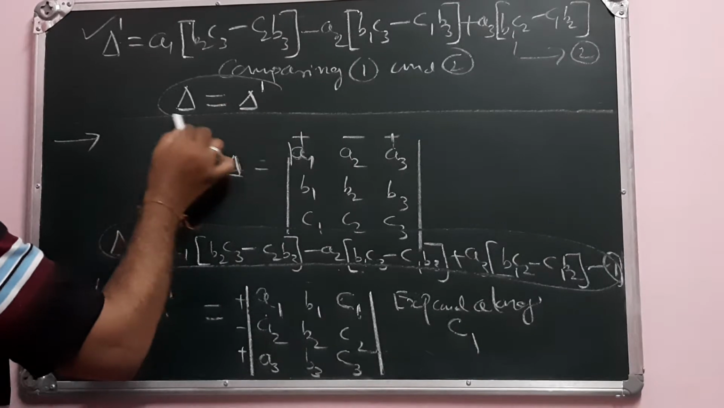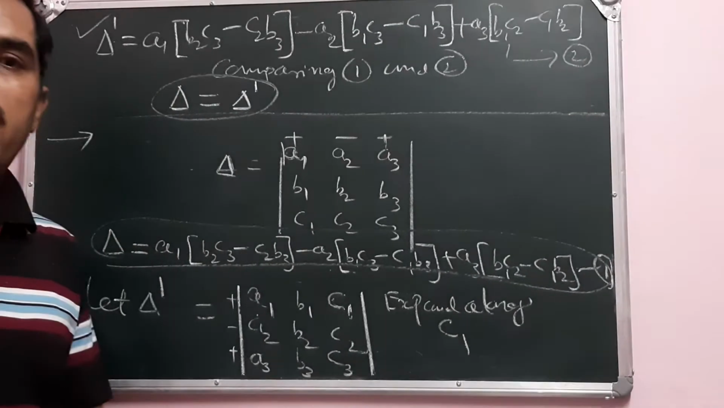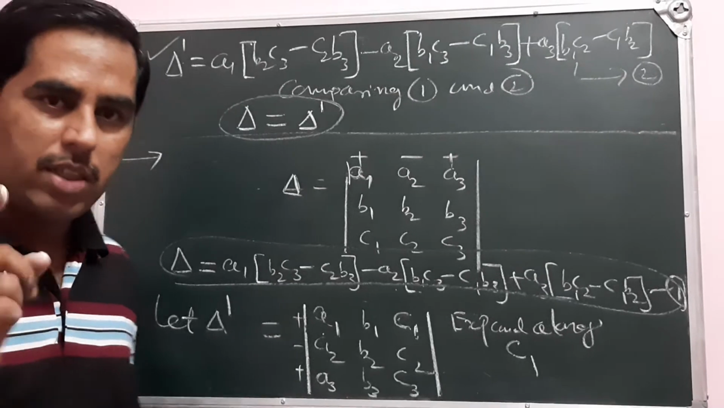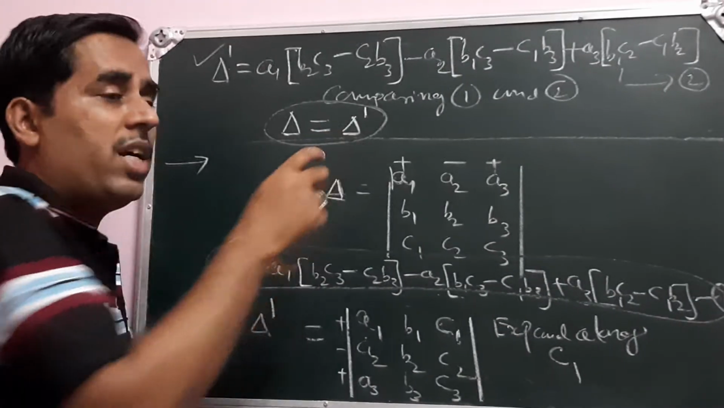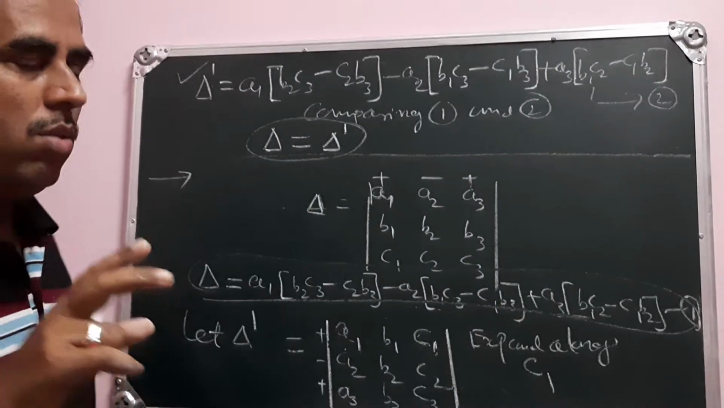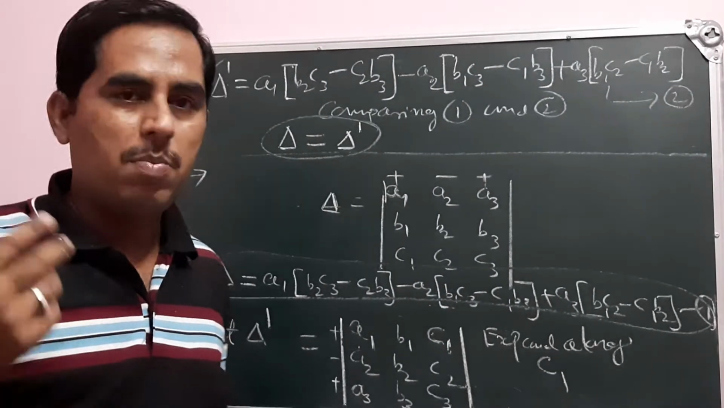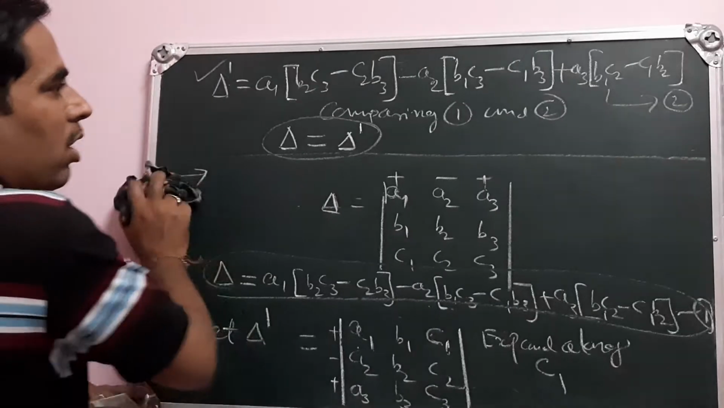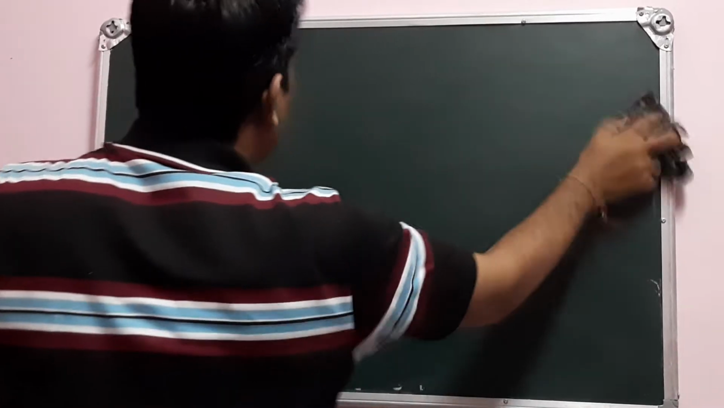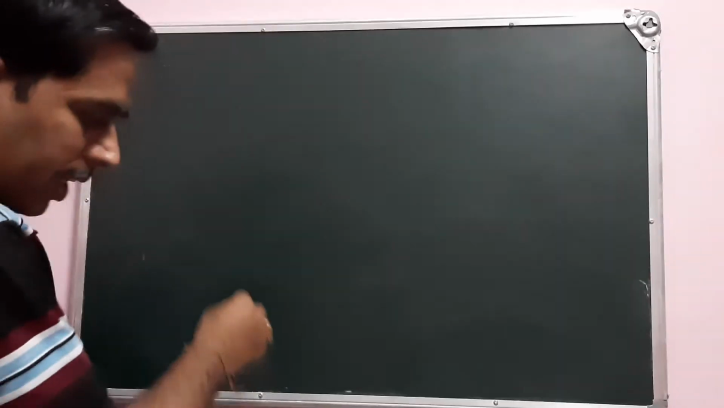So this is our first property. What does the property say? If rows and columns of a determinant are interchanged, then the value of the determinant remains unchanged. We can verify it by taking one of the simple examples. Let's do it here. I will show the verification by taking one example. So let us consider the example.